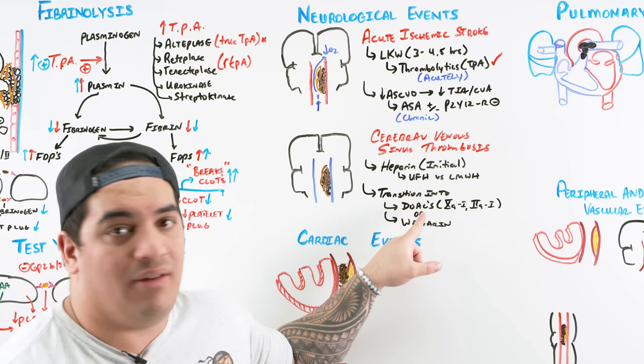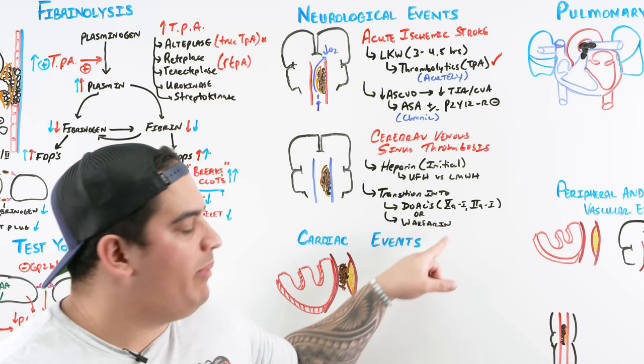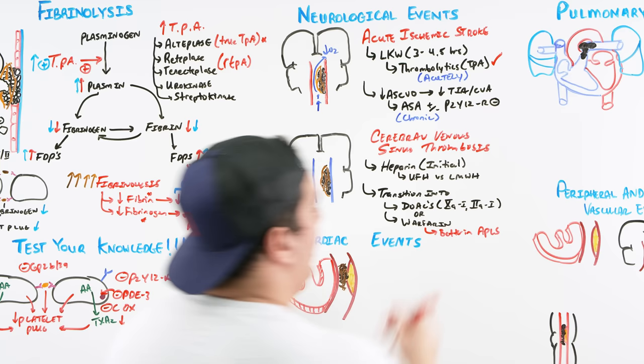Generally, if you're looking at preferences, there's a lot of different reasons why we would pick one over the other. But oftentimes, warfarin requires more monitoring and has a higher bleeding risk. But it may be more beneficial if the patient has antiphospholipid syndrome. So that may be something to remember. So better in antiphospholipid syndrome in comparison to DOACs. Nonetheless, it's the same concept.